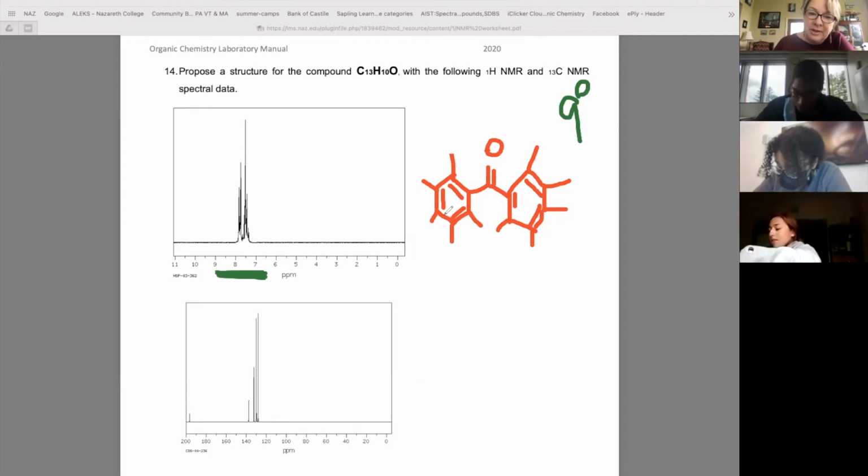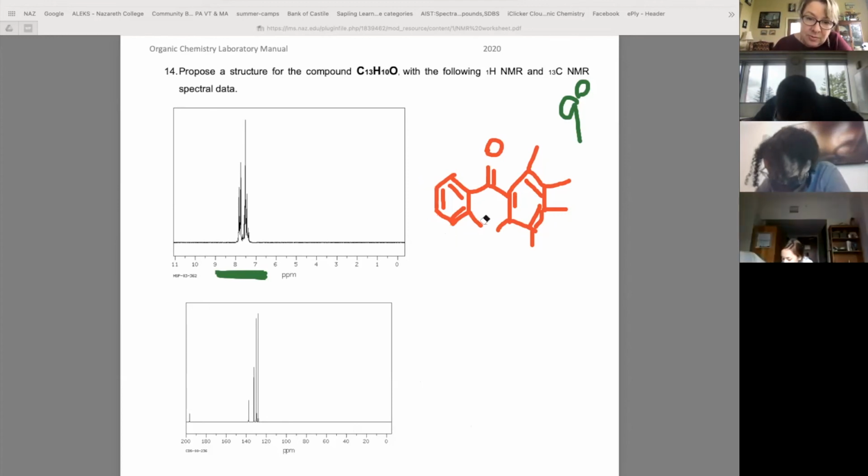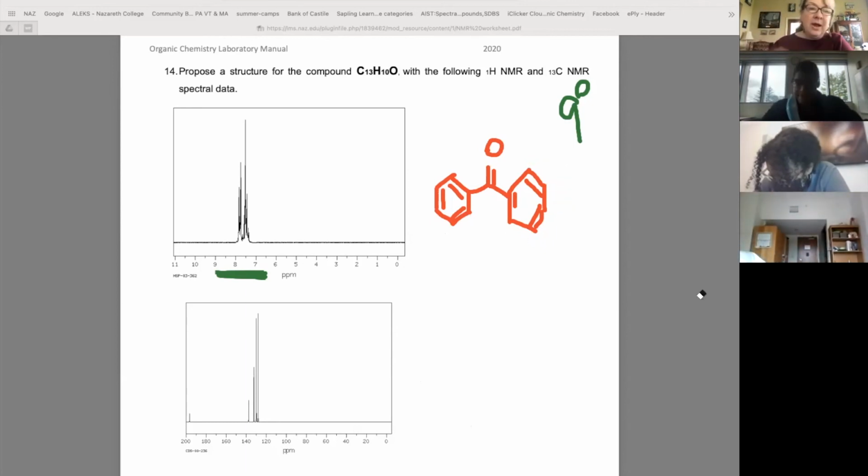I'm feeling really guilty about not putting H's on. So you know what I'm going to do? I'm going to erase them. So y'all know, if you draw those bonds, you have to put the H's or you get it wrong. Okay, now does this make sense?